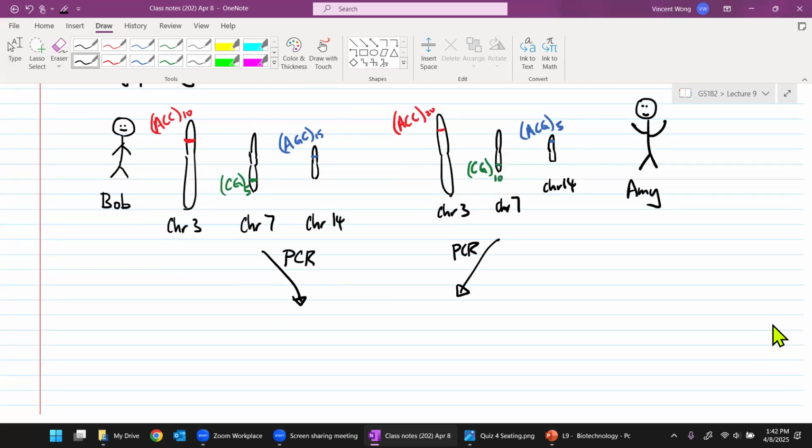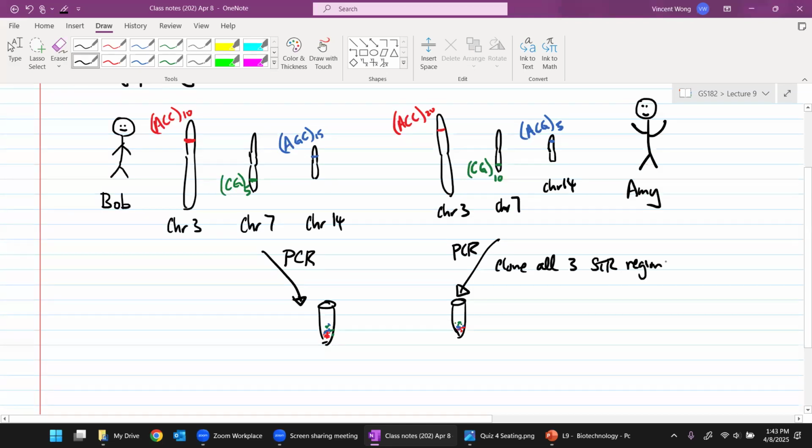So what you're going to end up having is one of those tubes. And in the tubes, you're going to have millions of copies of the red STR, the blue ones, and then the green ones as well. So PCR will clone all 3 STR regions. Same thing on the other side.